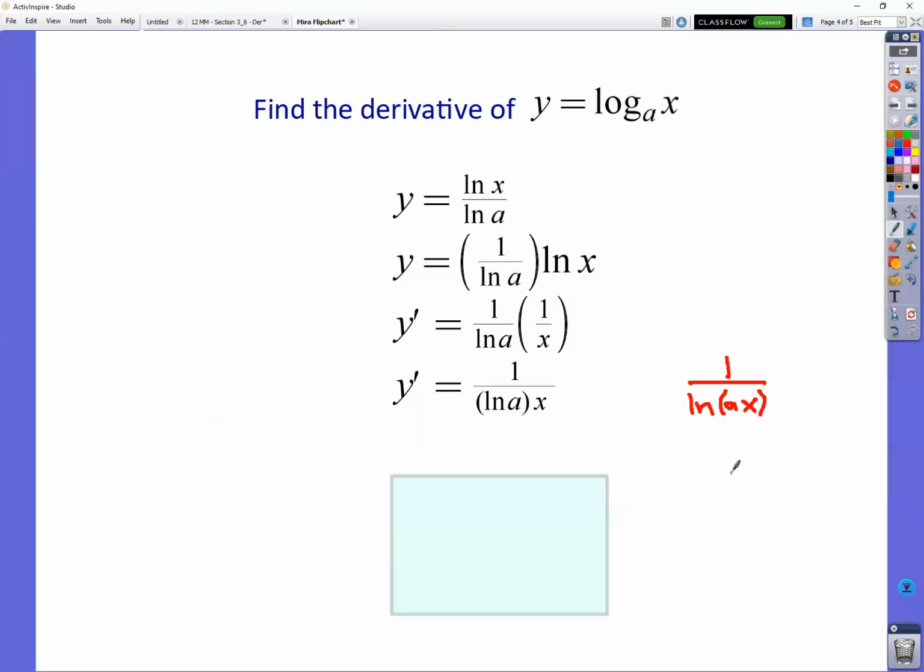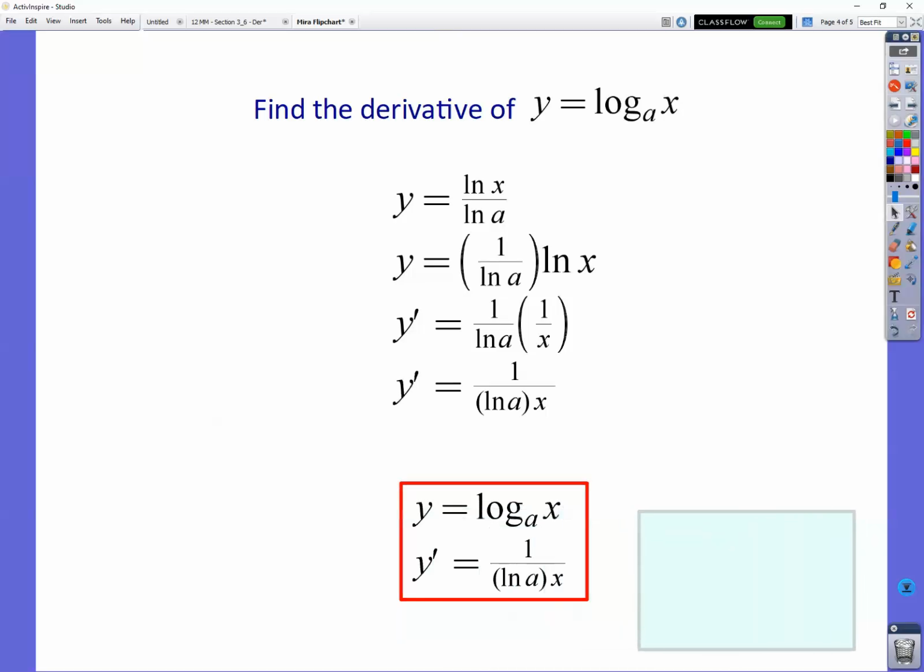So you got to be very careful with your brackets, so that you're making it really clear what you're taking the natural log of. So in this case, it's important that I just have the natural log of a in brackets, that number times x. So I'd suggest you write down that little rule. That's basically what I just proved just there.